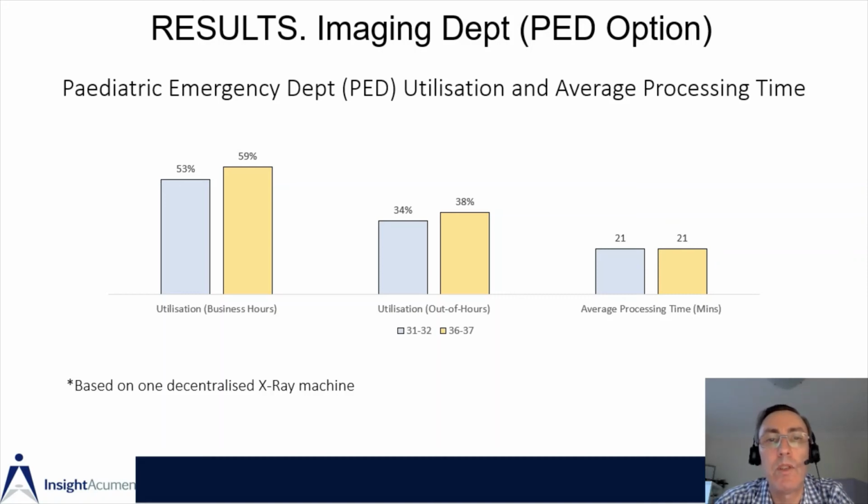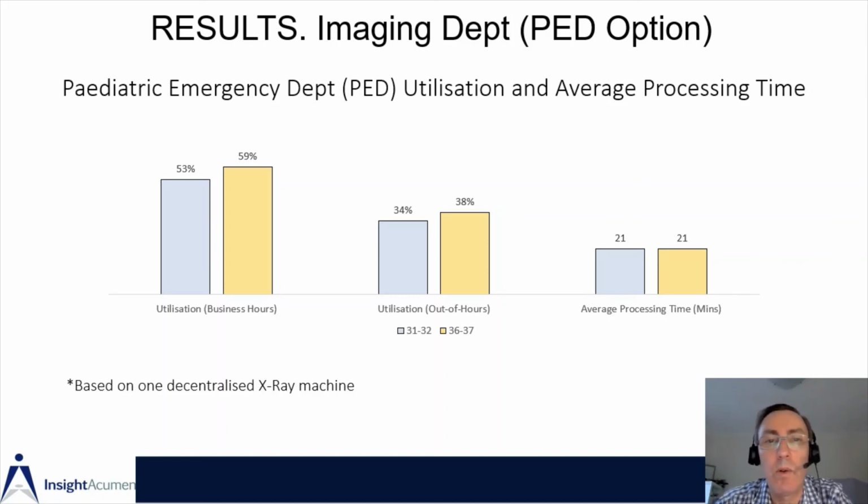Both samples showed that a new decentralized resource for X-ray would be well utilized, but demand was not significant. And with only a slight improvement in average processing time, with 21 minutes compared with 24 for the current state, there was no clear justification to have an additional X-ray machine in PED.